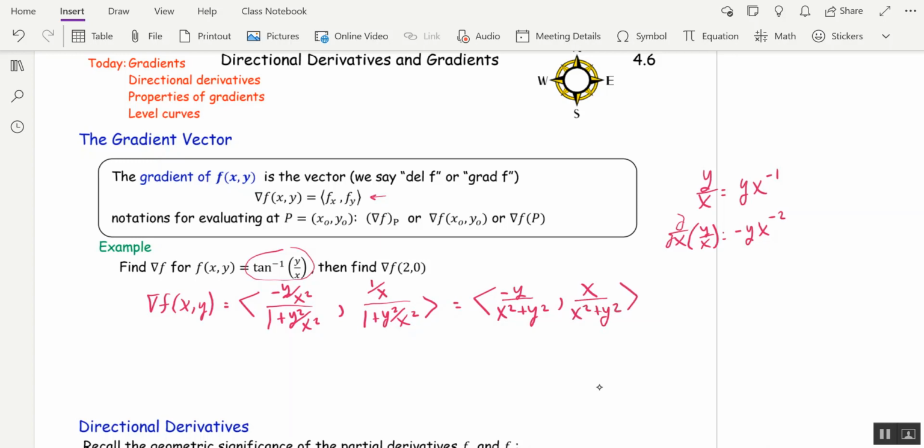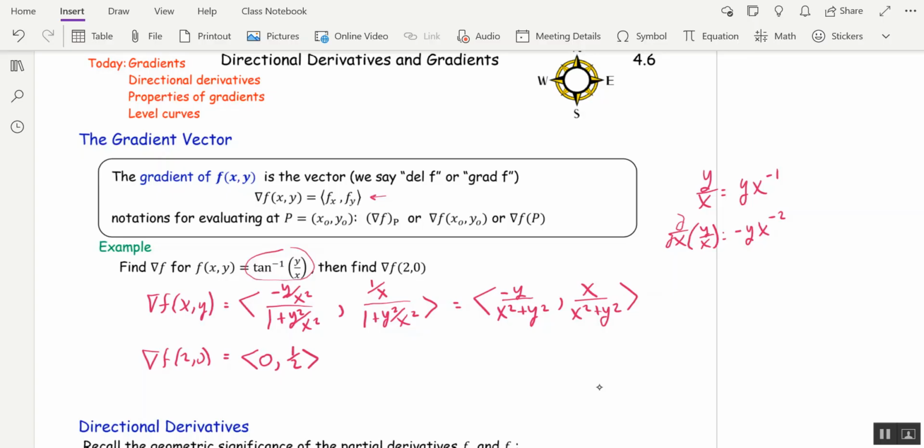So pause the video, make sure you follow that. Multiplied by x squared over x squared. All right, and then del f at 2, 0, I just plug in 2 for x, 0 for y, and I get 0, 2 over 4 is a half.